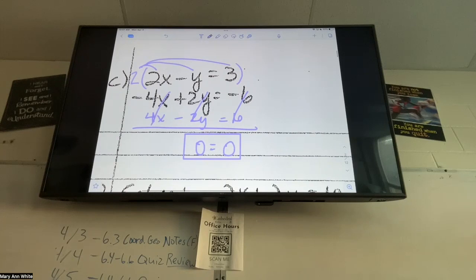Uh-oh, what happened here? We had another special case, don't we? This time, though, I got it all the way down to 0 equals 0. What is that? Is that no solution or infinitely many? Or all reals? Infinitely many. Yes. Or I know sometimes they call it all real.